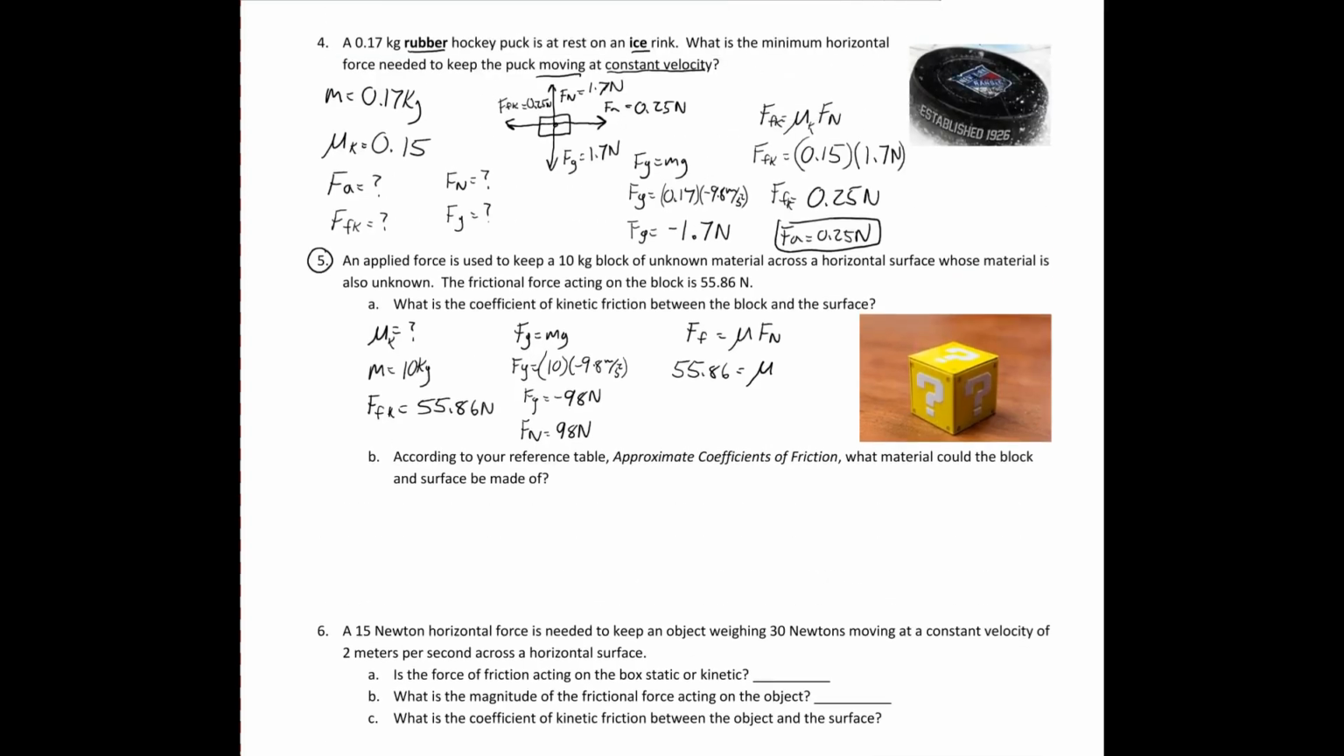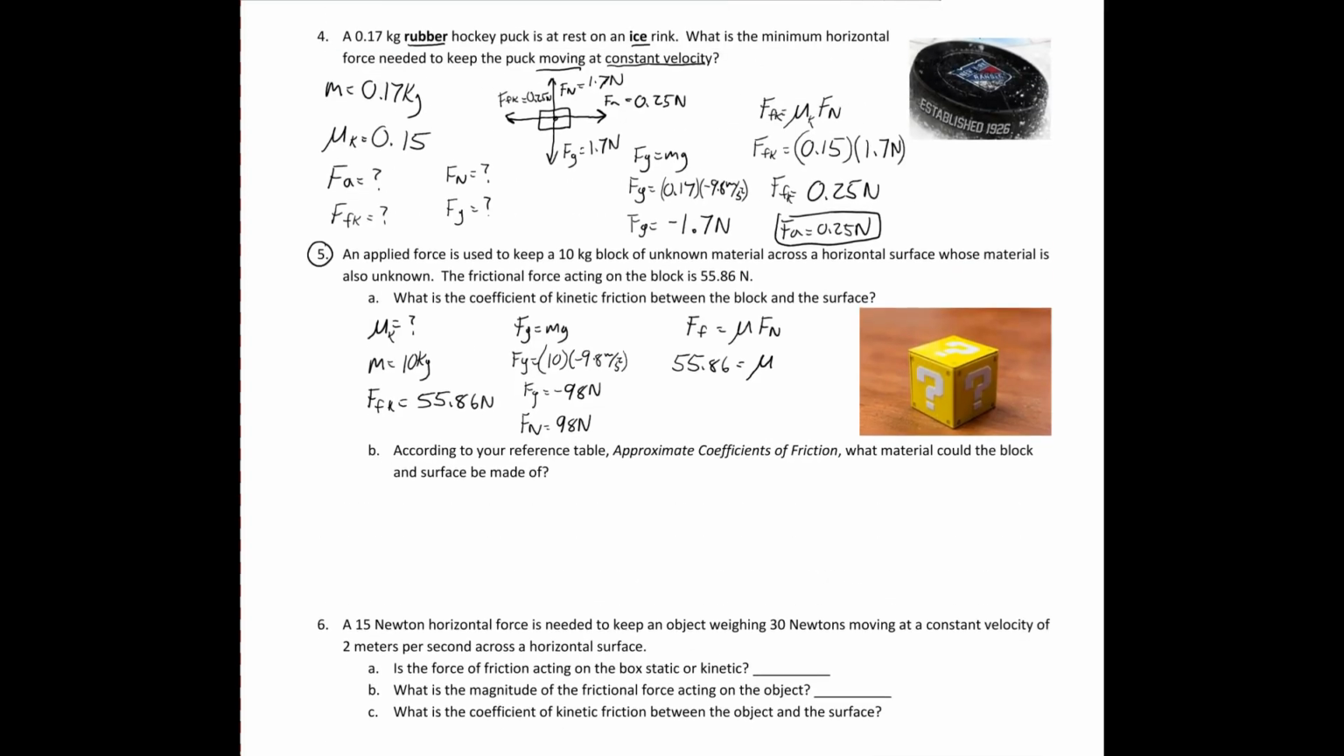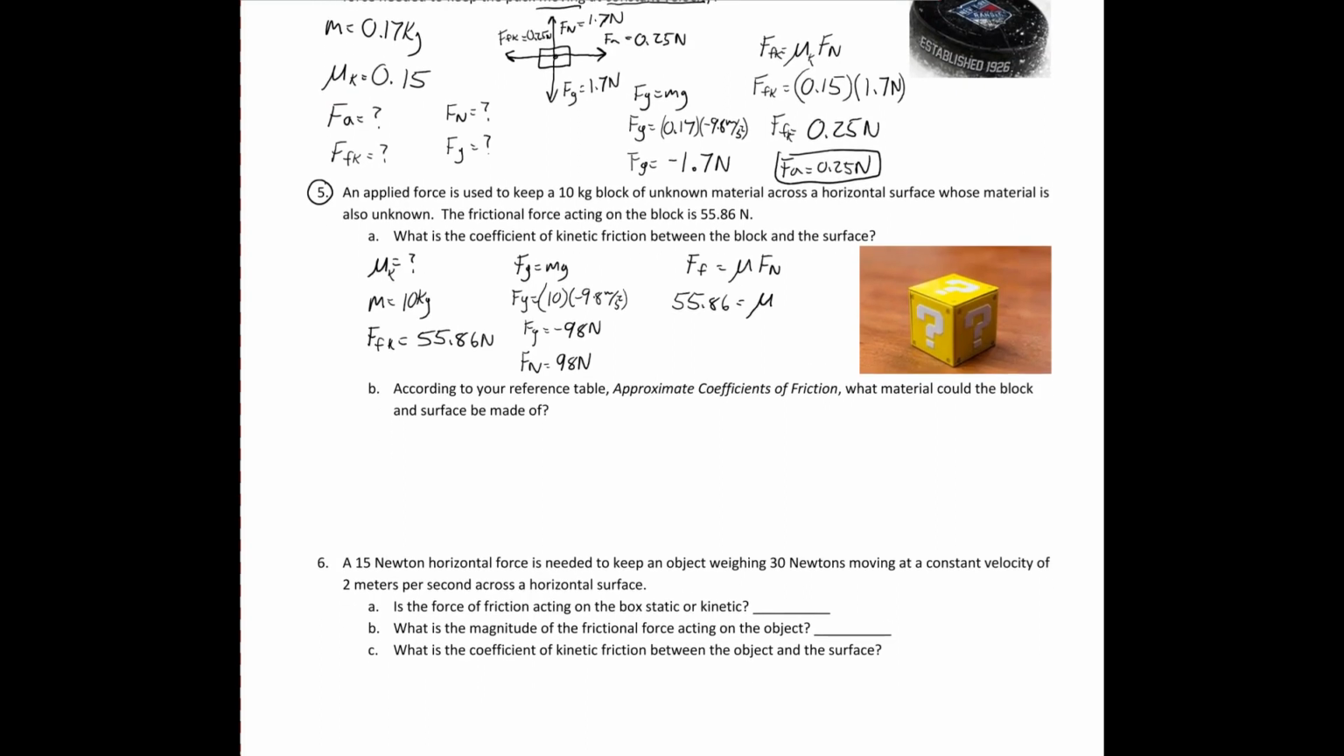If you look at our free body diagram from above, it looks the same. Instead of 1.7, it's 98. And the normal force is equal to 98. You plug it in right there. So now the coefficient of friction, which by definition is the ratio of the frictional force to the normal force, you just do 55.86 divided by 98. And you get 0.57. Now there's no units on this because this was a newton and we divided it by a newton, so the units cancel out.